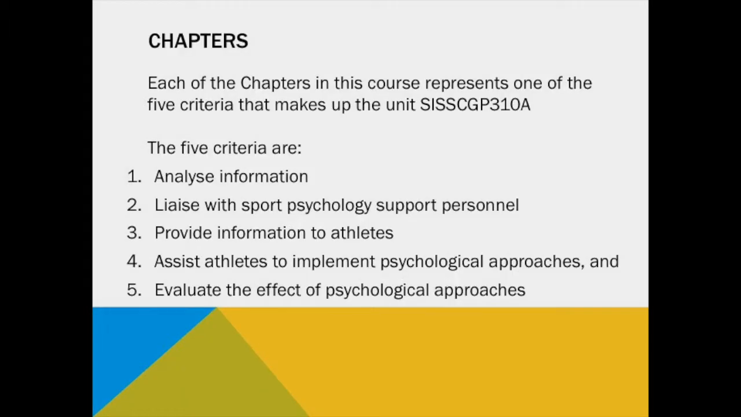This Udemy course is arranged in chapters, where each of the chapters in this course represents one of the 5 criteria that makes up the unit SISS CGP 310A. The 5 criteria are: analyse information, liaise with sports psychology support personnel, provide information to athletes, assist athletes to implement psychological approaches, and evaluate the effect of psychological approaches.